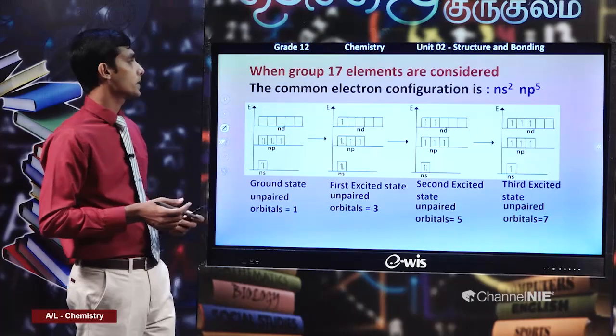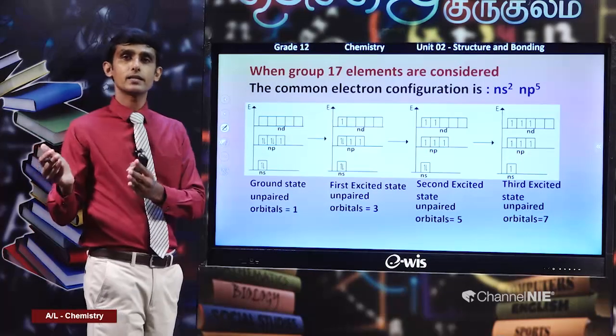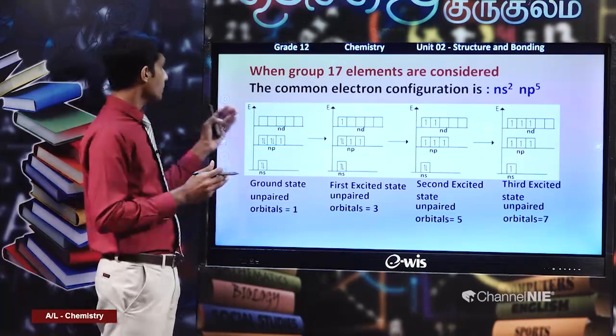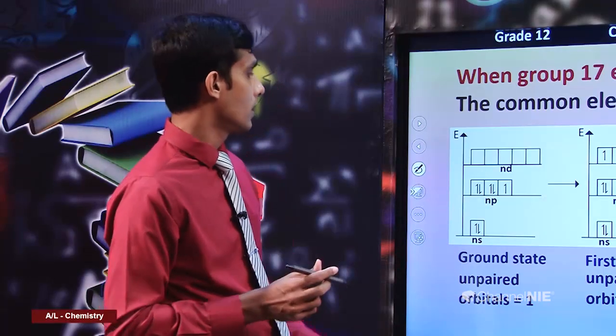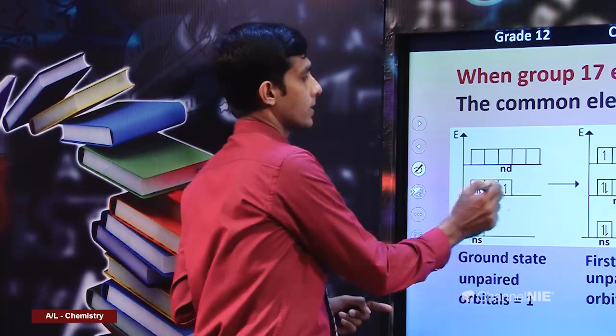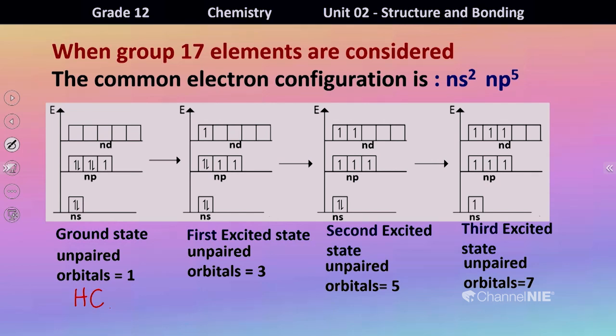Now, when it comes to group 17 elements, we know halogens: fluorine, chlorine, bromine, iodine. In the ground state, you have the configuration ns2 np5, with 1 unpaired orbital. So, unpaired orbitals equal 1. The ground state configuration is like this. For example, when you consider molecules like HCl, 1 covalent bond is formed.